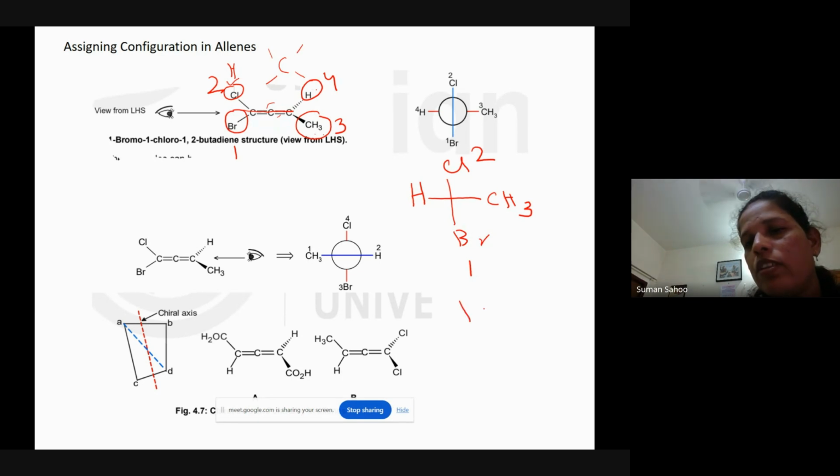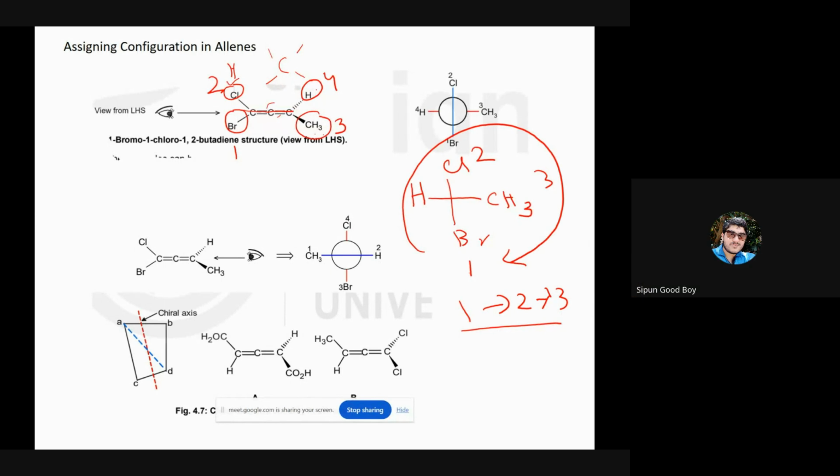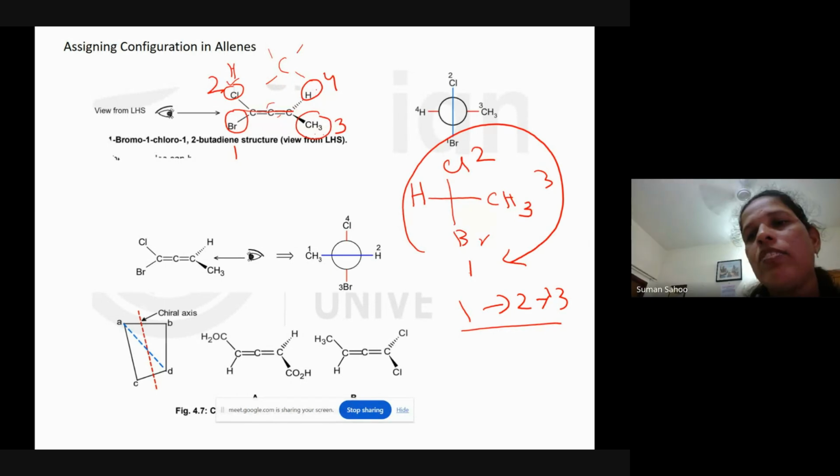From 1 to, always you just trace the path from 1 to 2 to 3. While going from 1 to 2 to 3, in this case which direction is it? Clockwise, 1 to 2 to 3 clockwise. So this has to be R.